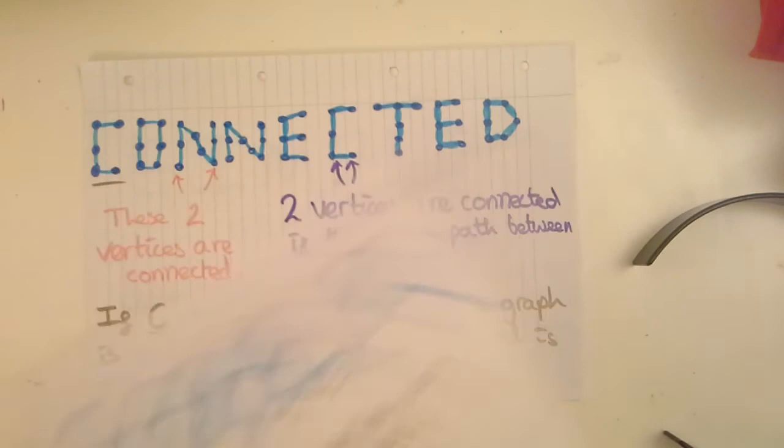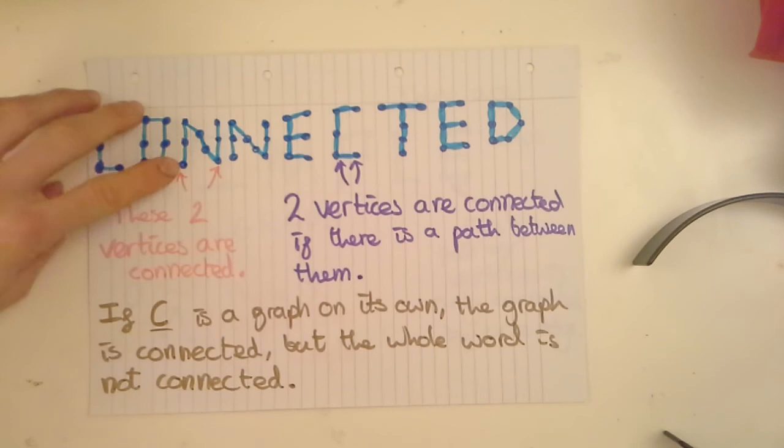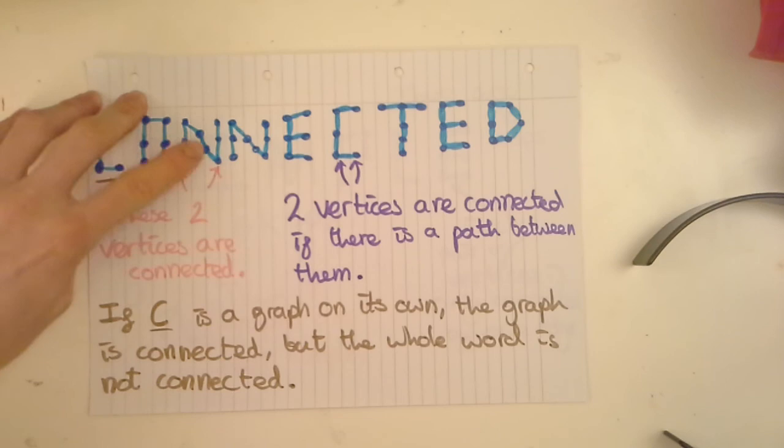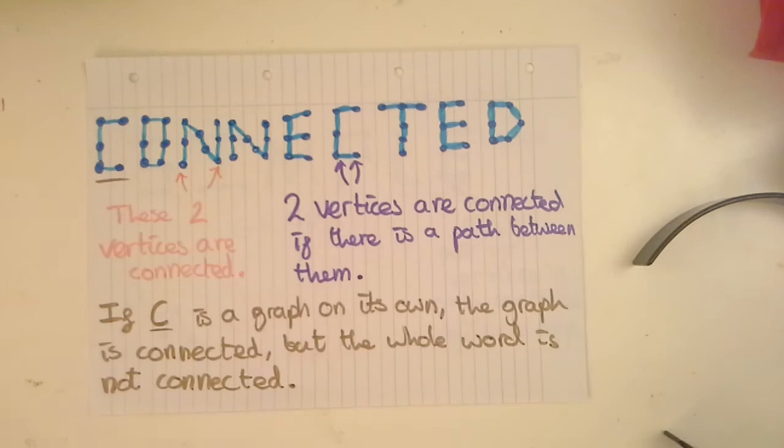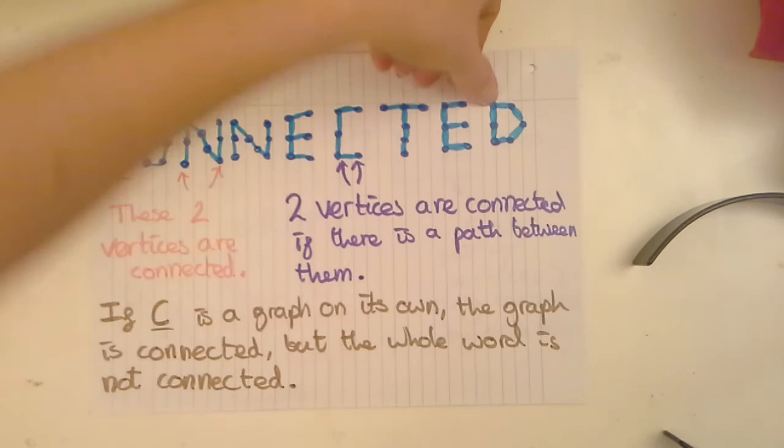And then moving away from that, if two vertices are connected, then there's a path between them. This doesn't have to be direct. For example here, these are connected because we could go along a path from this vertex to this vertex, to this vertex, to this vertex, to this vertex. So the graph on its own is connected. But this whole thing, if this was a graph, it wouldn't be connected because there's no path I can take from this vertex here on the C to this vertex here on the D.